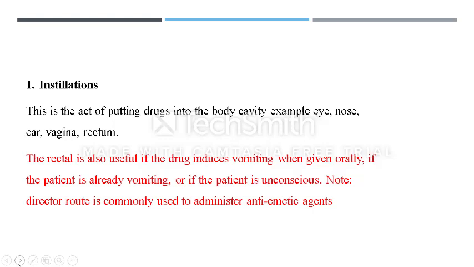Now we have instillations as the fourth point. Instillation is the act of putting a drug into a body cavity. Examples are the eye, nose, ear, vagina, and rectum. The rectum is also useful if the drug induces vomiting when given orally, if the patient is already vomiting, or if the patient is unconscious. Note, the rectal route is commonly used to administer antiemetic agents.